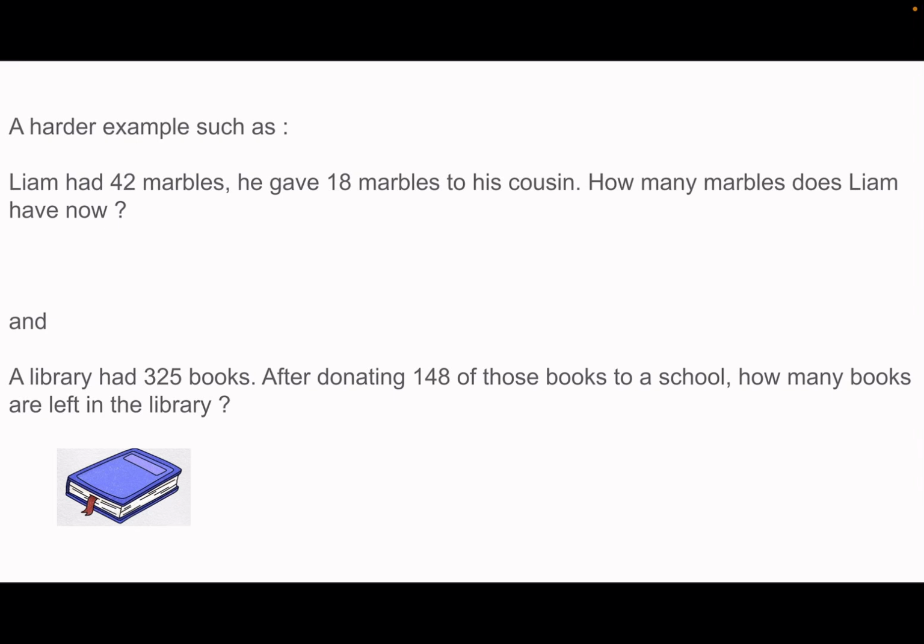And a 3-digit one: a library has 325 books, and after donating 148 of them, how many books are left in the library? So of course it's asking, in total we have 325. We donated 148, and of course we could still use the same method as I previously described with the place values. We draw 3 boxes in this scenario, and then based off their place values, we put them in those boxes.